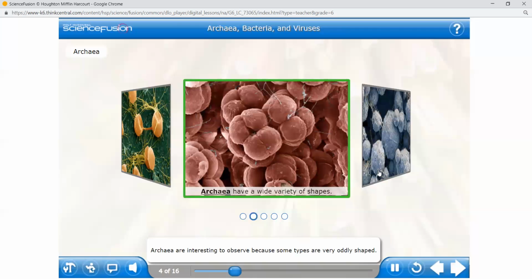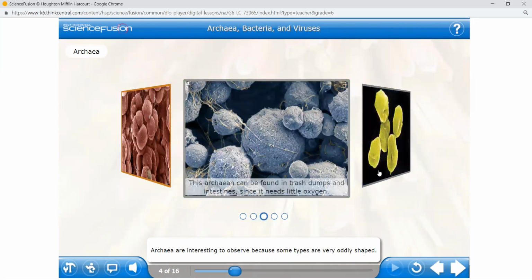Archaea are interesting to observe because some types are very oddly shaped. So they are in different shapes. Here, this archaean can be found in trash dumps and intestines since it needs very little oxygen. And what is the difference between archaea and bacteria? Did you remember, where do the archaea live? In the water. Only in the water, archaea. Even bacteria sometimes live in water. What is the difference between them?